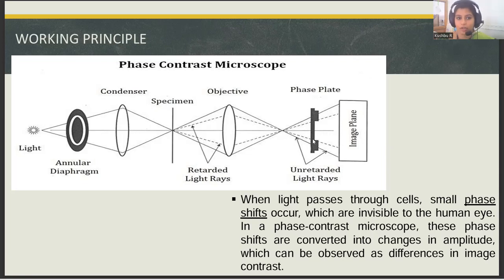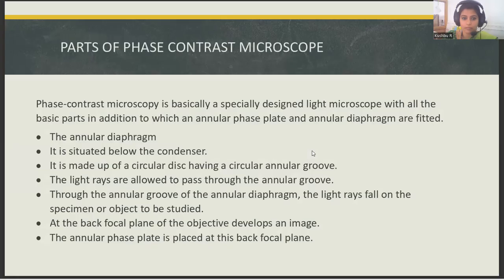It looks just like your compound microscope, but the phase shift quantifier is present exclusively in this one. The phase shift is not generally visible to the human eye, and that has to be quantified and then changed to amplitude, and then the difference is observed as the image contrast.